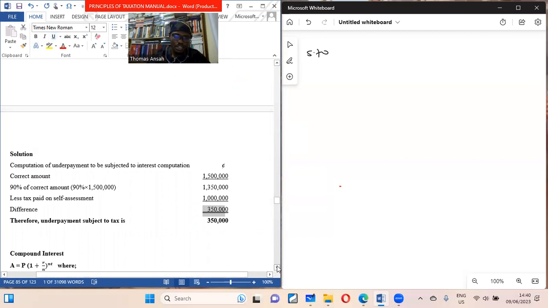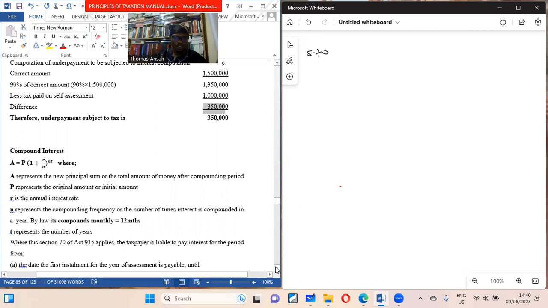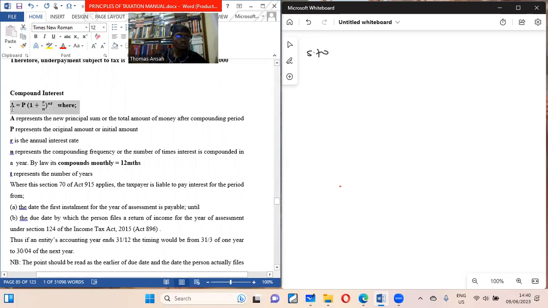Now, the compounding formula is something that you need to understand. The compounding formula is this. That is how you calculate your assessment. Now, what is A? A represents the new principal amount. P is the original initial amount. What is R? R is the annual interest rate. What is N? The number of times it is compounding in a year, within the 12 months. So it's always equal to 12 because the law said compounded monthly: 125% of the statutory rate compounded monthly, applied on the difference between the 90% of the correct amount and the self-assessed amount. All right, so that is that. Then T is the number of years.